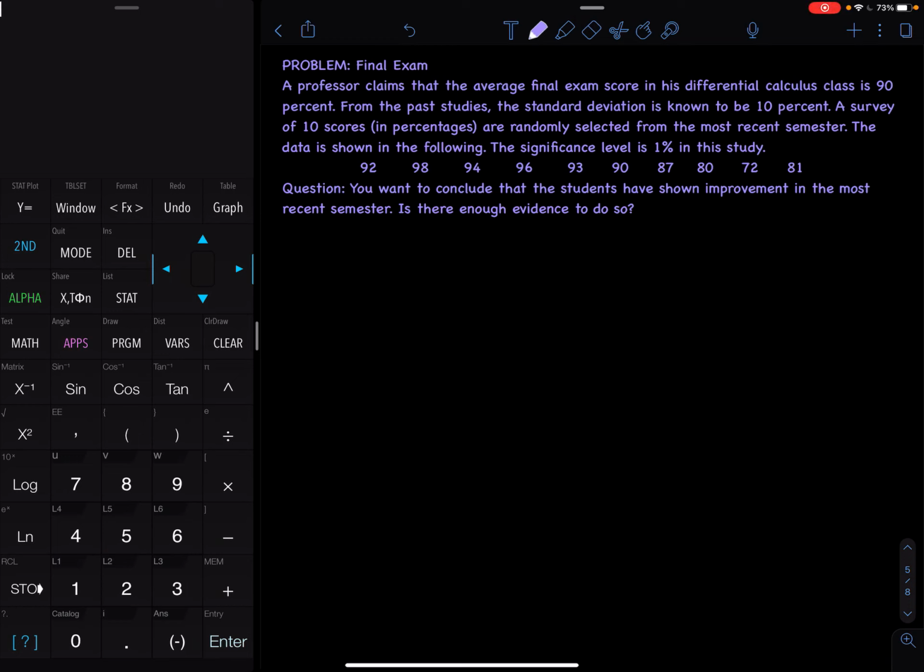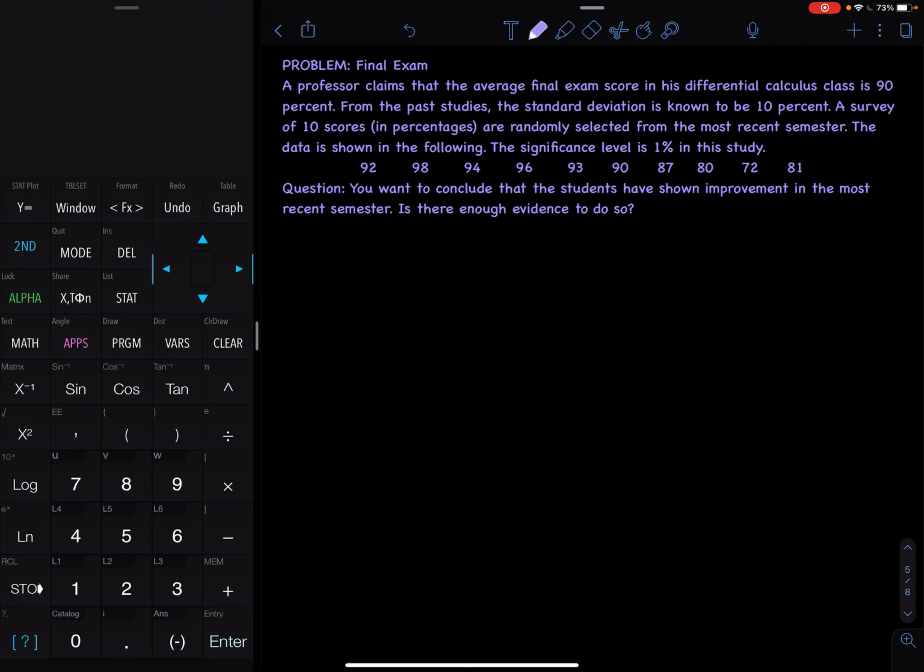One sample hypothesis test. This is a data problem. A professor claims that the average final exam score in his differential calculus class is 90%. From the past study, the standard deviation is known to be 10%. A survey of 10 scores in percentages are randomly selected from the most recent semester. The data is shown in the following. The significance level is 1% in this study.